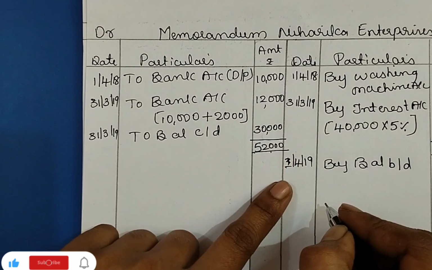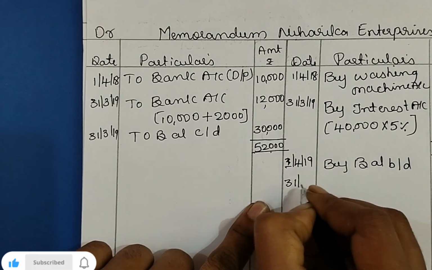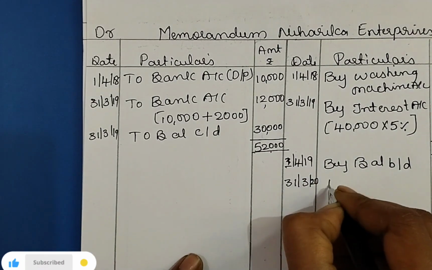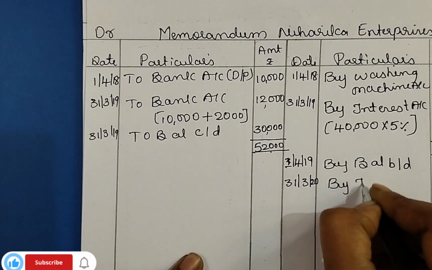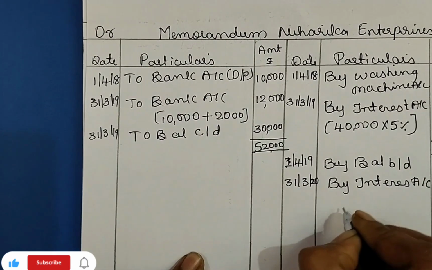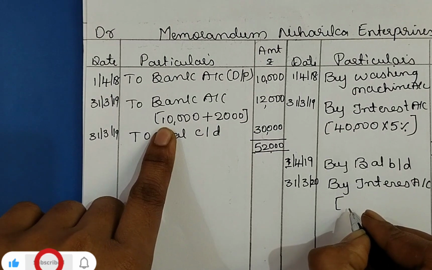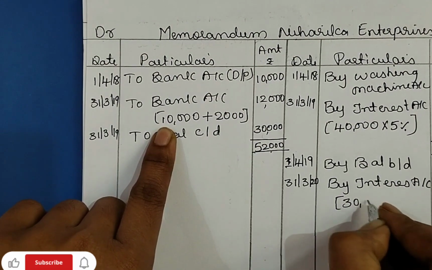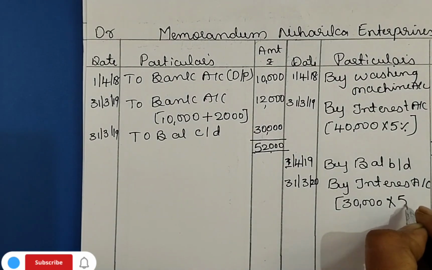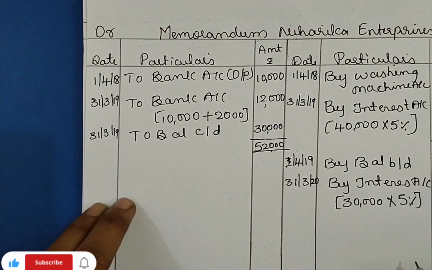Again for the second year, we are paying interest on 31st March 2020 by interest account. Now out of 40 we paid 10,000. Remaining balance is 30. On the balance of the principal amount we are calculating interest at 5%, which is 1,500.